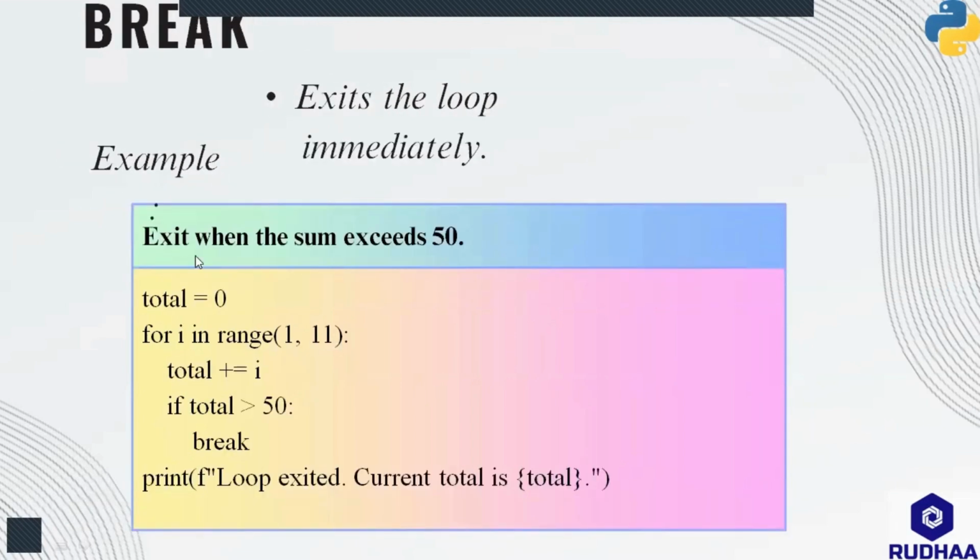So here an example is provided: exit when the sum exceeds 50. We are having a sum of numbers. It will start initially from 0. 0 is stored in a variable called total. For i in range(1, 11), that means it will check up to 10. Total will be added with the iteration i. If this total is greater than 50, the loop will break, and the statement printed will be loop exited, current total is, and the total will be shown.